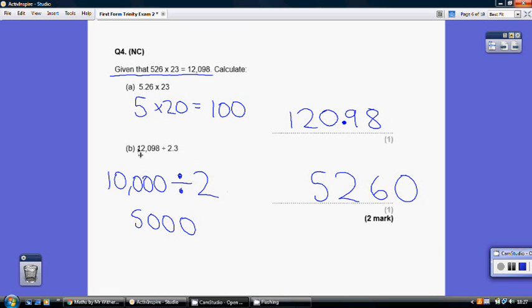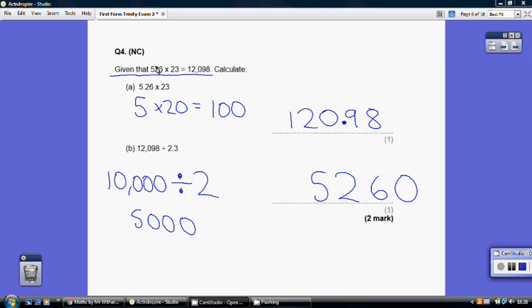Now, part B, again, we're going to use the information that we're given. So this times this equals this. Working backwards, these digits divided by these digits are going to give us these digits. So we know our final answer for part B is going to have 526 in it. So we either have to put a decimal point in there somewhere to make it smaller, or we can add a few noughts to make it bigger.